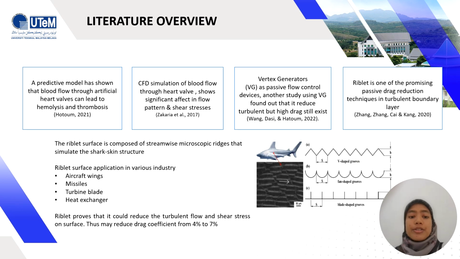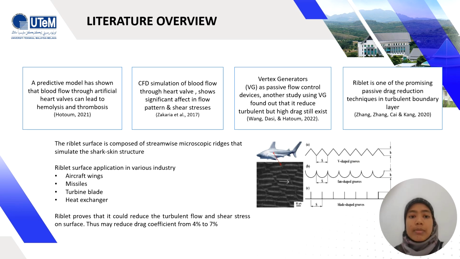Right, now moving on to the literature overview. Several previous studies have highlighted the link between blood flow dynamics and thrombosis. For example, from his predictive model, Hotum found that abnormal blood flow can lead to thrombosis and hemolysis. Other than that, Zakaria et al. showed that computational fluid dynamic simulation can effectively analyze flow patterns and shear stresses in artificial heart valves.